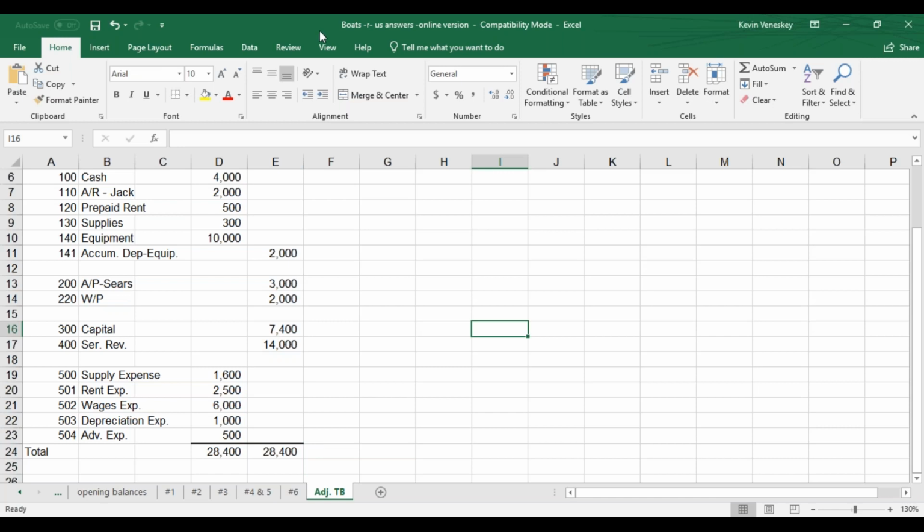Okay, that is where we will end this video for our Boats R Us example. In our second video, I will be going through the Julie's example with adjusting entries and correcting entries.